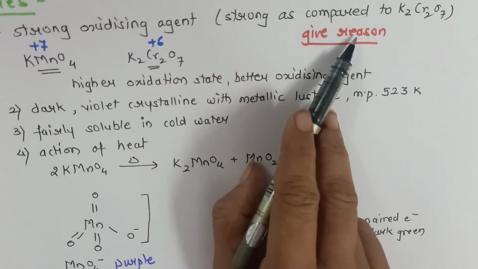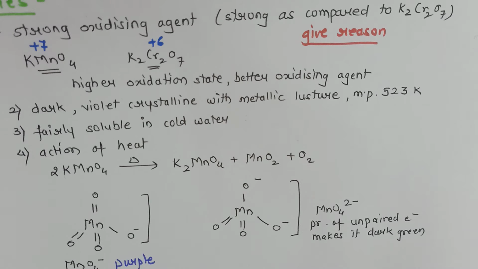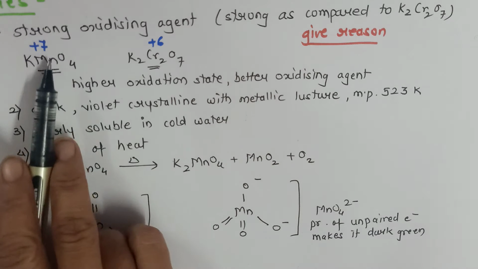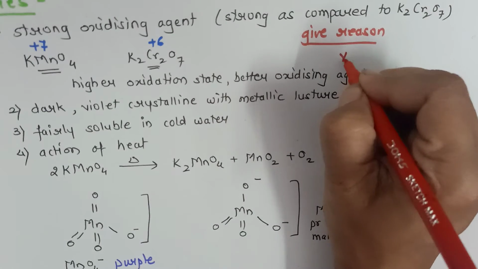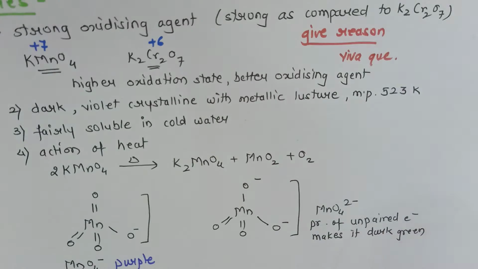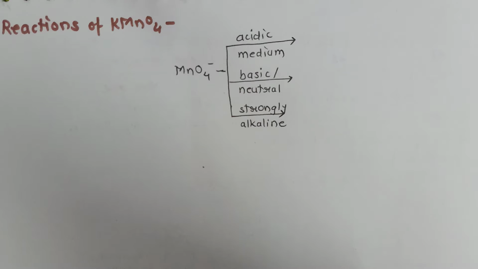Now coming back to this point, I told you that potassium permanganate is a better oxidizing agent than potassium dichromate. One reason is the higher oxidation state, and another reason is that potassium dichromate can be used only in acidic medium, whereas potassium permanganate can be used in acidic, basic as well as neutral medium also, and therefore potassium permanganate is a preferred oxidizing agent. So this is a good viva question also. Now we'll see the reactions of potassium permanganate in all these mediums.